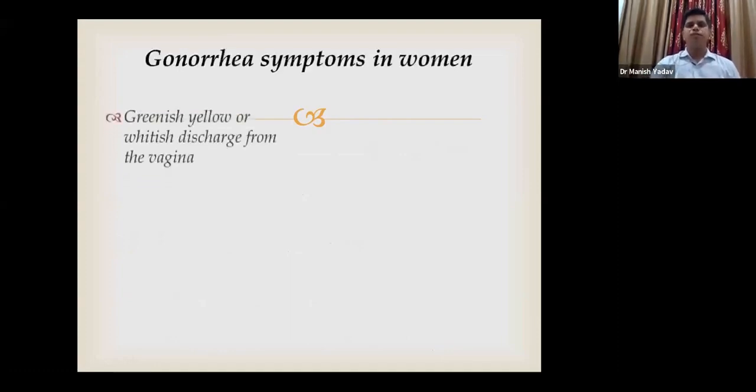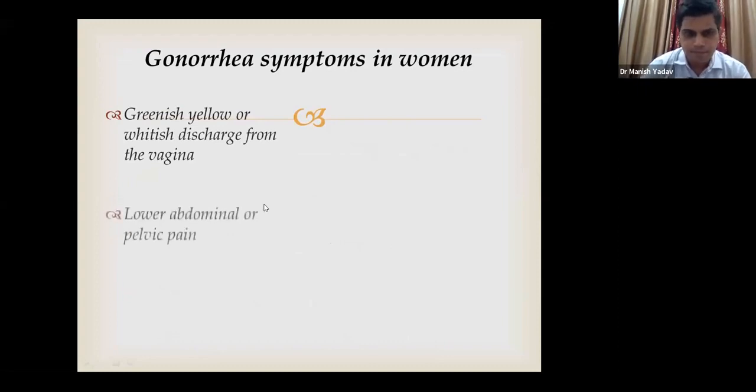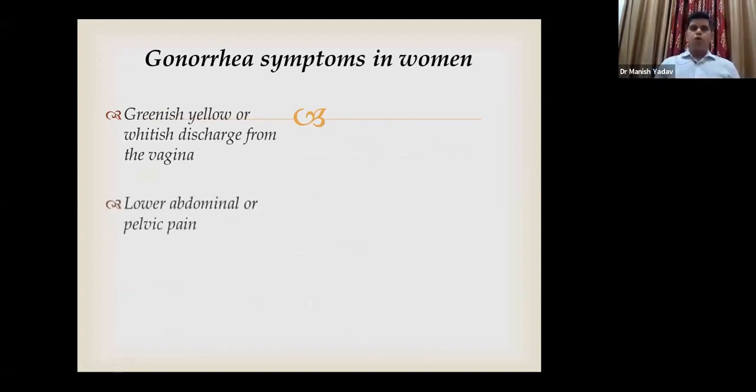Now gonorrhea symptoms in women. Let us see what is written here. Greenish, yellowish, whitish discharge from the vagina. Lower abdomen and pelvic pain. Now when you say lower abdomen and pelvic pain, what do you mean by that? Lower abdomen means if a lady, PID, yeah, somebody said very nicely. That's what I was trying to say.